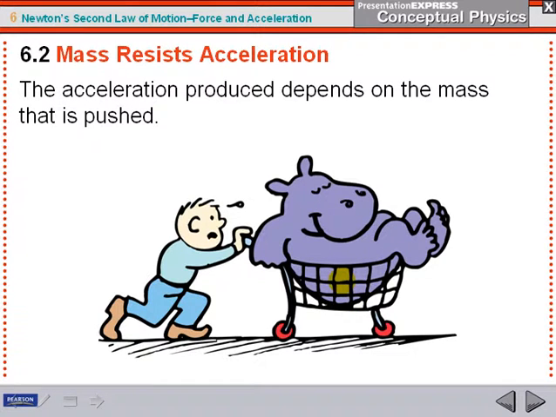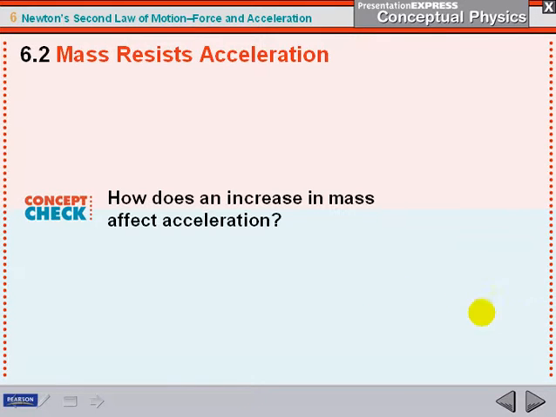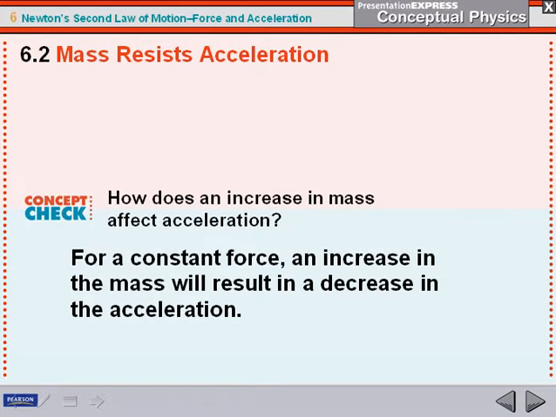So we say the acceleration produced depends on the mass that is being pushed. Does an increase in mass affect acceleration? For constant force, an increase in mass will result in a decrease in the acceleration.